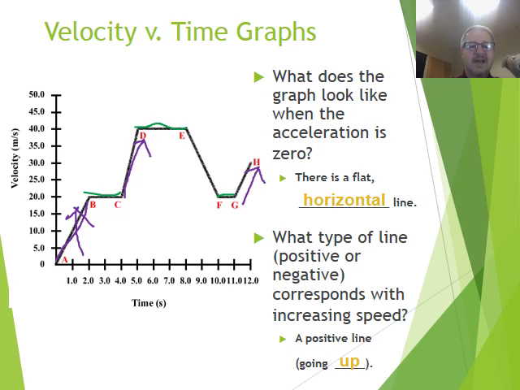Now notice I skipped E to F. Well, E to F is actually going down as you move across the time continuum, that one is actually traveling down. So that means there's a deceleration going on, meaning that the object is slowing down.